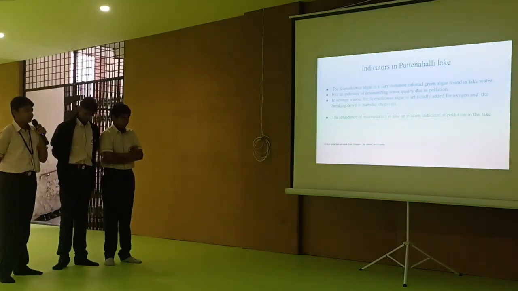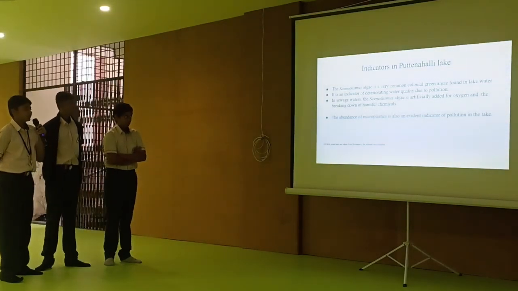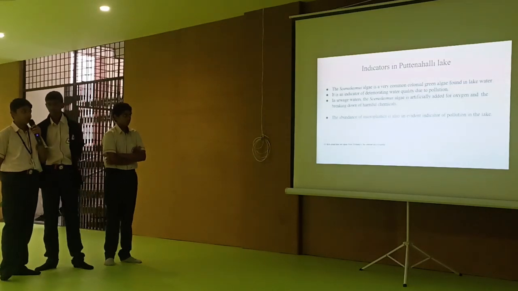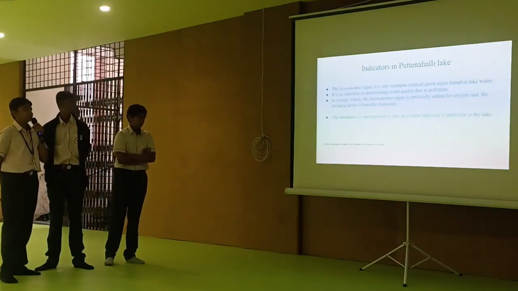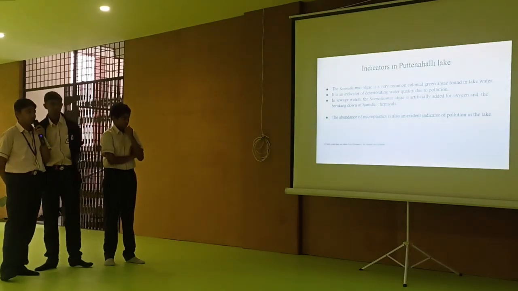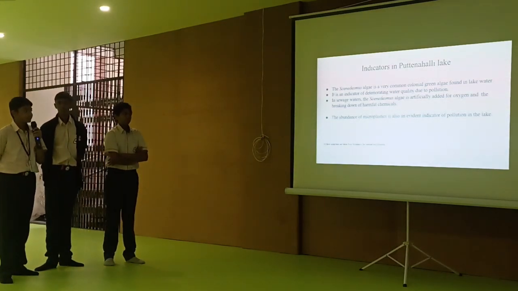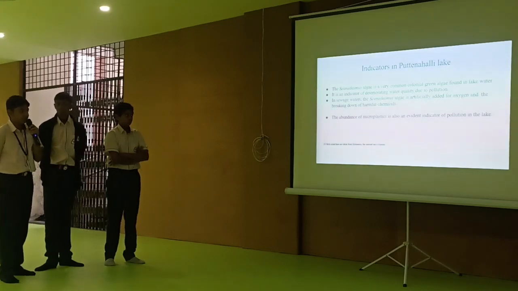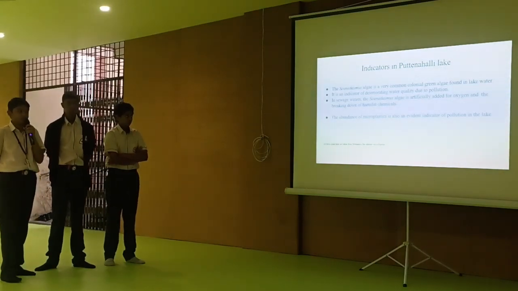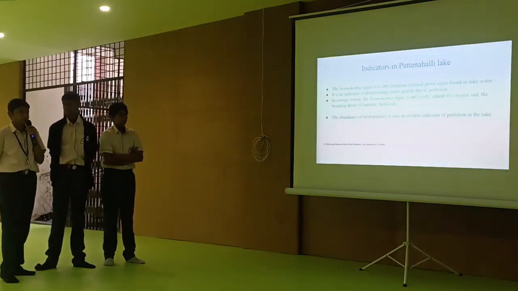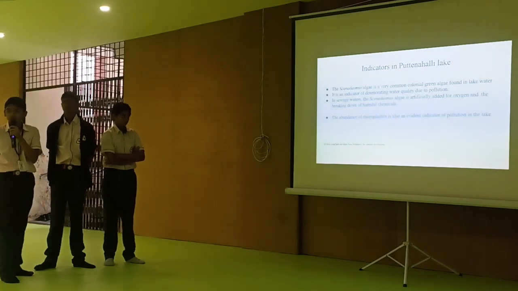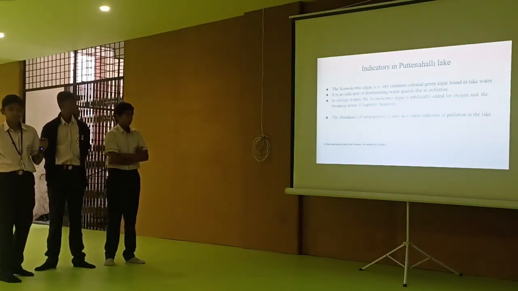So now we move on to the indicators in Putinvalli Lake. The ceratized algae is a very common colonial green algae found in lake water. It is an indicator of deteriorating water quality due to pollution. In sewage water, the ceratized algae is artificially added for oxygen and the breakdown of harmful chemicals. And also the abundance of microplastics is an evident indicator of pollution in the lake. Next slide.